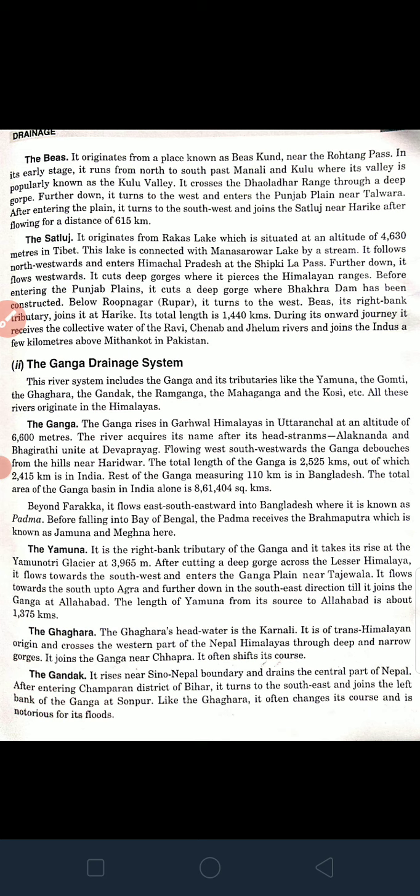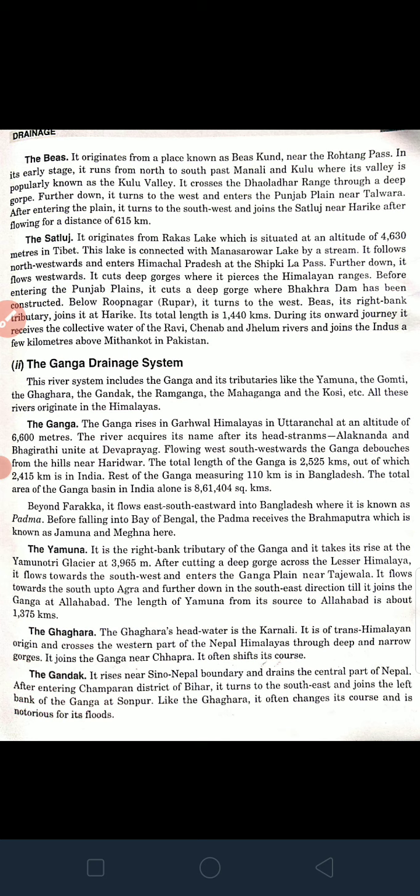During its onward journey, it receives the collective water of the Ravi, Chenab, and Jhelum rivers and joins the Indus a few kilometers above Mithankot Pass in Pakistan. Basically, all these were tributaries of the Indus river system, which join the Indus in the Punjab plain, and hence this name has been given to the Punjab state. That is the land of 5 rivers.